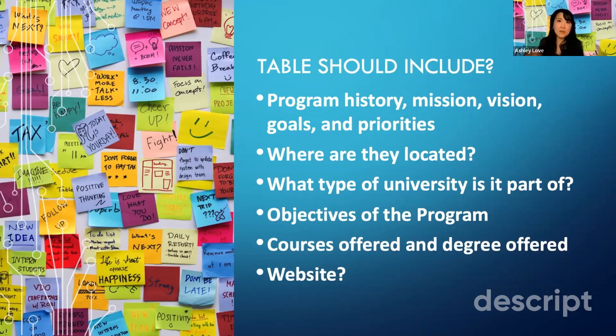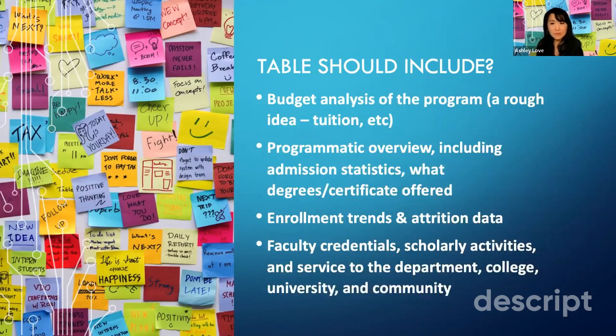Objectives of the program. A lot of times the programs will have program outcomes. Sometimes they're called objectives or program outcomes. Courses offered or degrees offered: do they only go up to bachelor's, or are you looking at the master's? And then you can put the website link in if you want me to take a look.